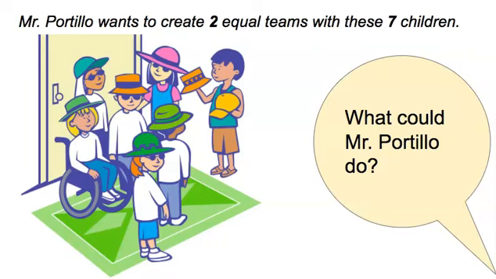You might think he could create 2 teams with 3 students in each. So this could be team 1, 2, 3, and then this could be team 1, 2, 3, and then he has 1 student who is not on a team. What would be the fair thing to do for this 1 student?